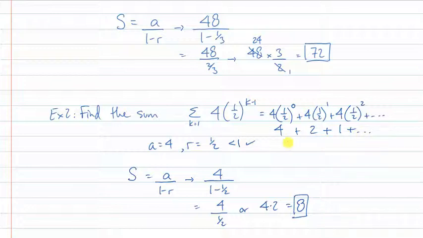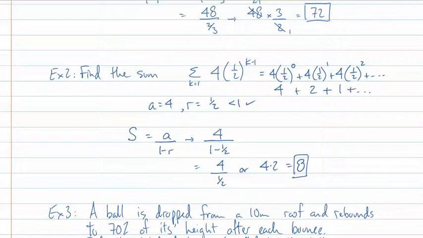Kind of a surprising value, considering that the first 3 terms themselves are 7, and yet if I add forever afterwards, I will only arrive at 8. You may want to play with that on your calculator a little bit and see why that is. I've got one more example for you.